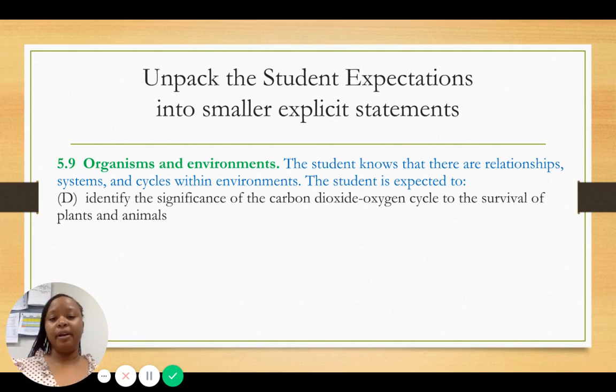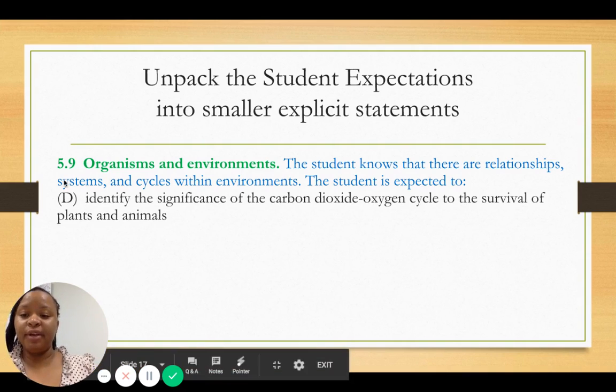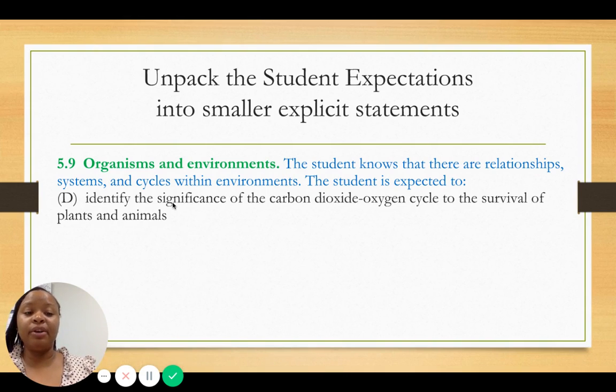So here's another TEKS. This one is a 5th grade science TEK. Here's my strand, 5.9 organisms and environments. Here's my knowledge and skill statement. The student knows that there are relationships, systems, and cycles within environments. The student is expected to. In this case, I have only one SE, student expectation, identified.